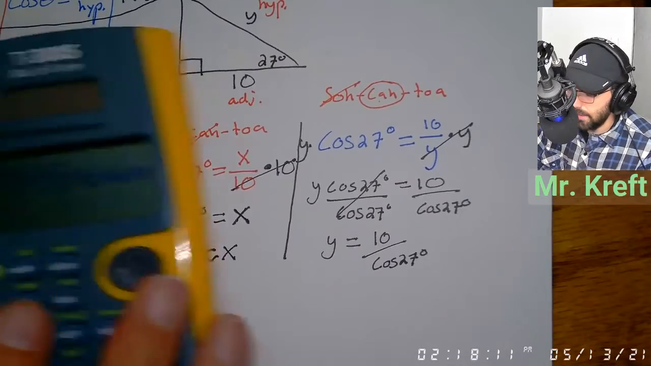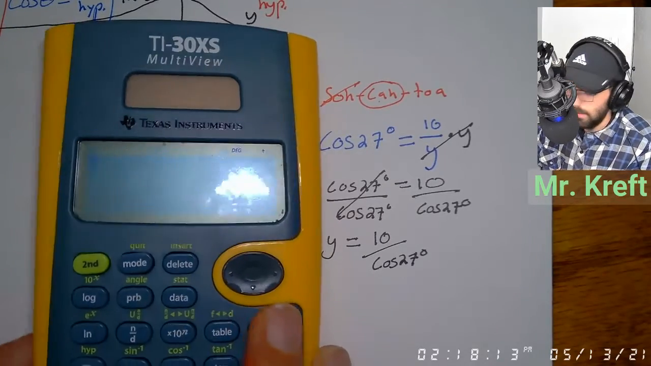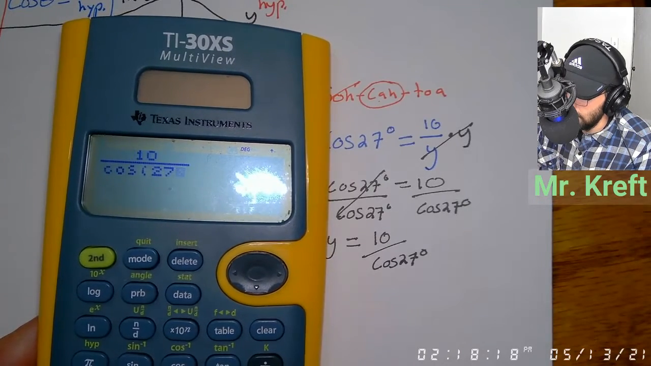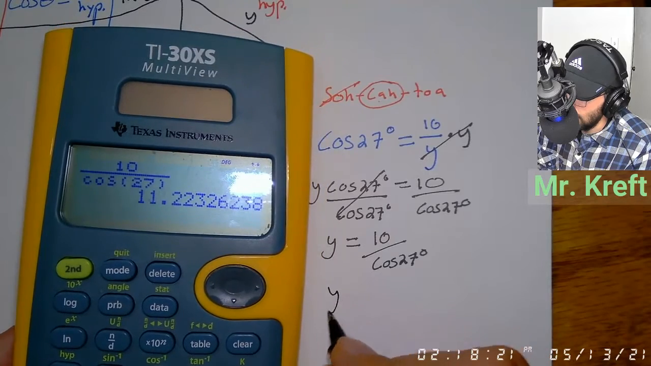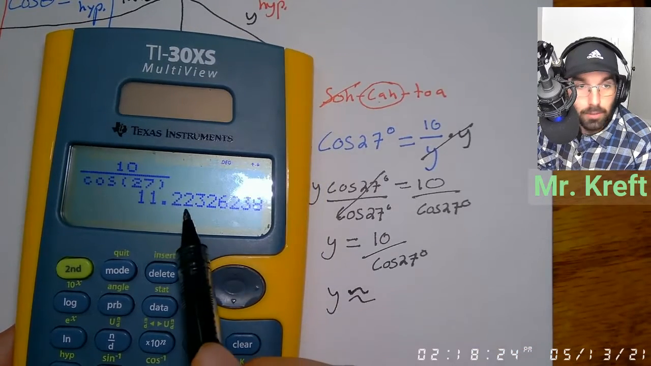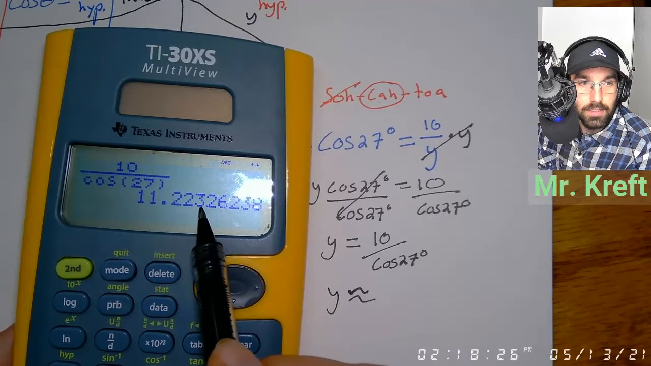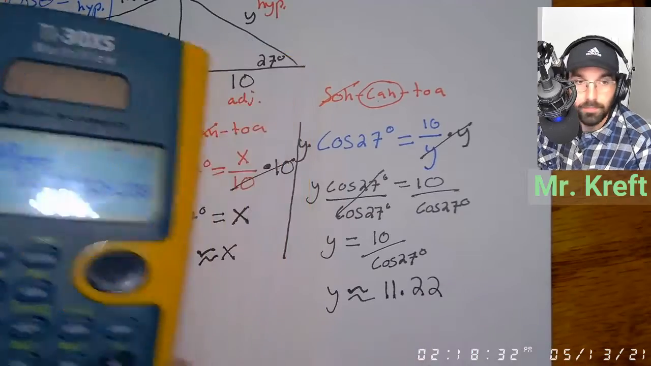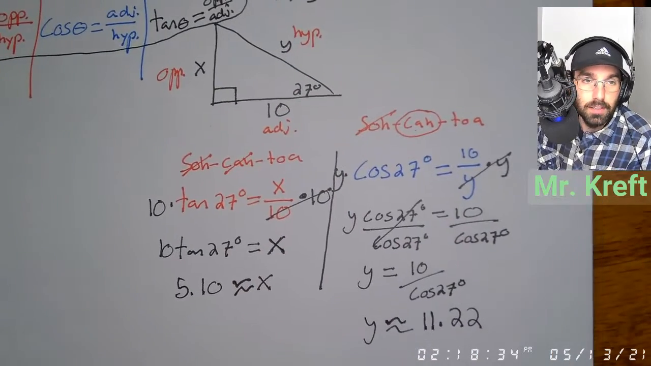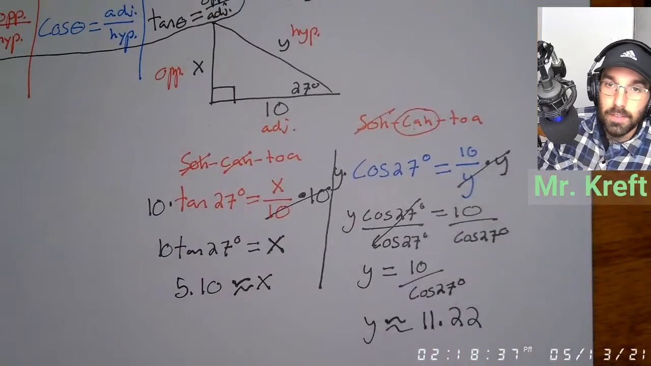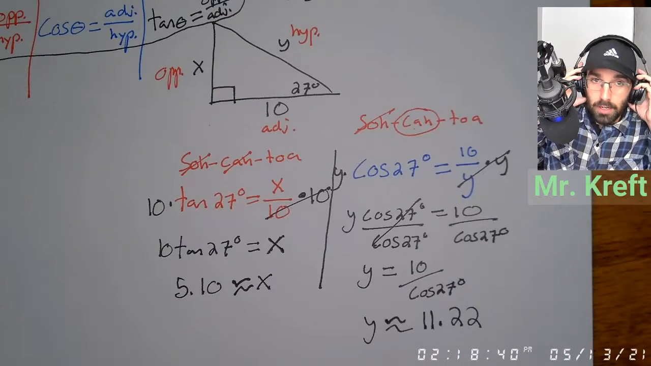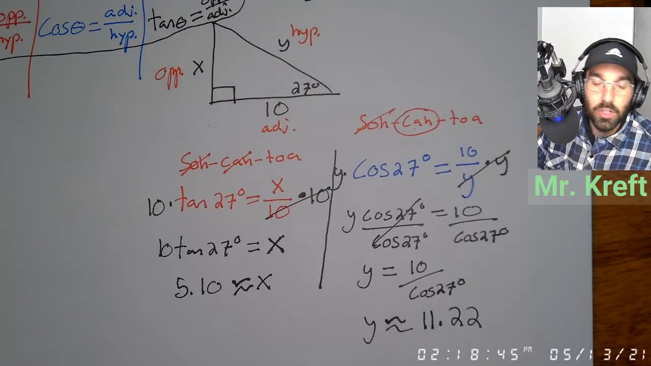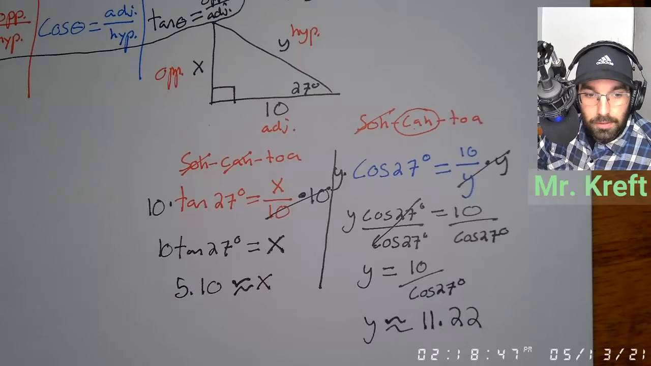Okay, that's my exact answer. For my approximate answer, I'm going to type this into my calculator. I got 10 divided by cosine of 27 degrees, and y is approximately, if I round to the second decimal, this is not 5 or higher, so I'm just going to leave this at 11.22. That's what I got for solving this triangle. Solving a complete triangle like this is something you're going to do more of the further you go in math. You're going to want to get the full picture, not just a partial picture.